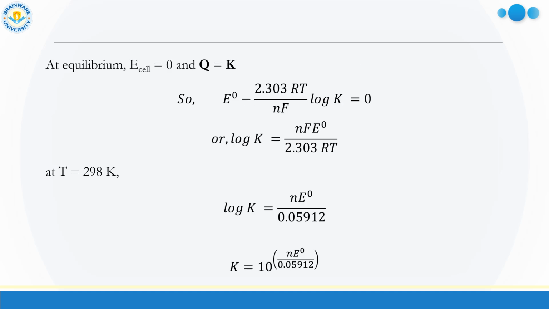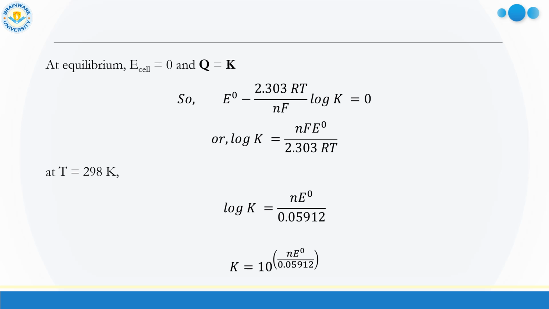Now, what is the condition of equilibrium? From the free energy and EMF relation, we know that when E cell will be 0, delta G will be 0, and that is the condition for equilibrium, and in that case we can say that Q will become the equilibrium constant K. So if we put the value of E cell to be 0, the equation becomes E0 minus 2.303 RT by nF log of K equal to 0. Now from this equation, log of K will be nF E0 divided by 2.303 RT.